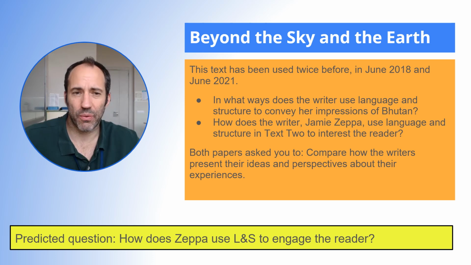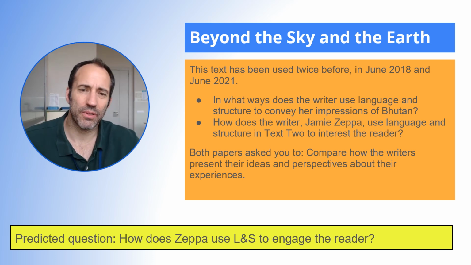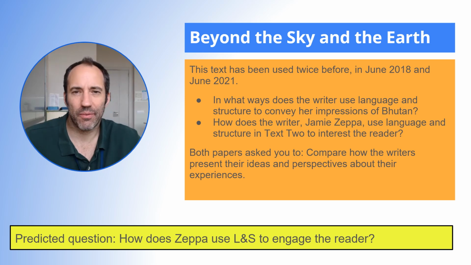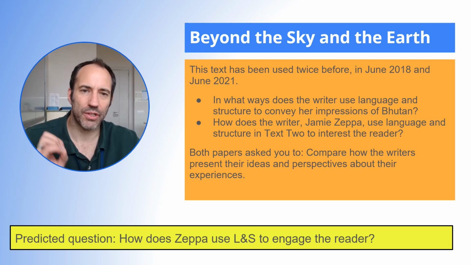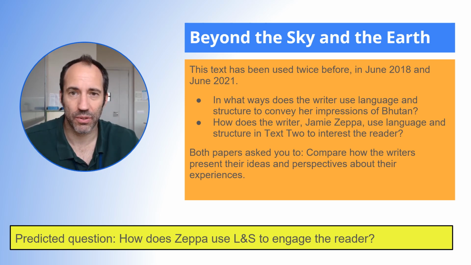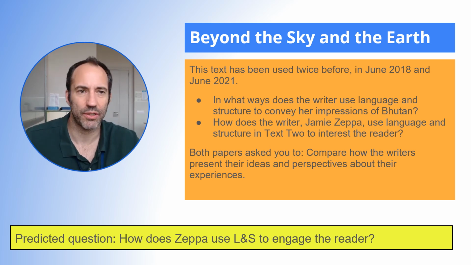My predicted one is, I think, very, very broad. Basically, this is for question 4. How does ZEP use language and structure to engage the reader? It's the same question as interest the reader, really. They're really asking for those techniques. Question 5 will be, I think, exactly the same as it was the last 2 times. They just use the same question a 3rd time in a row.